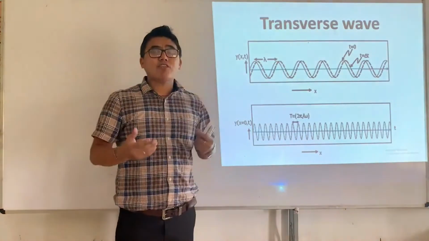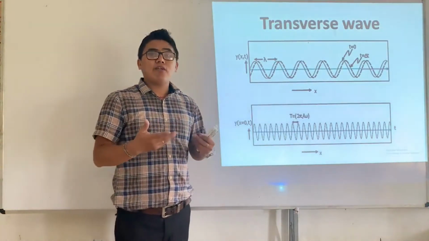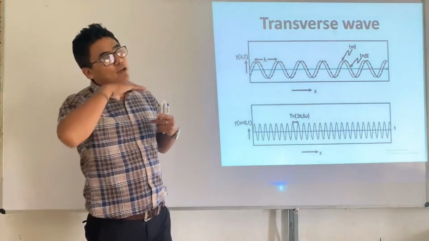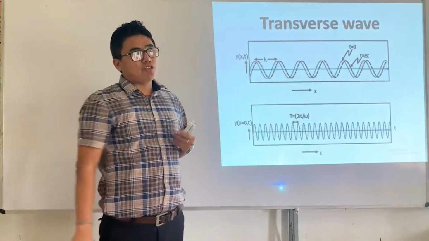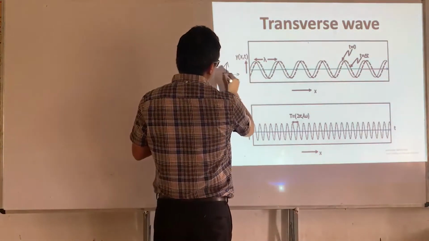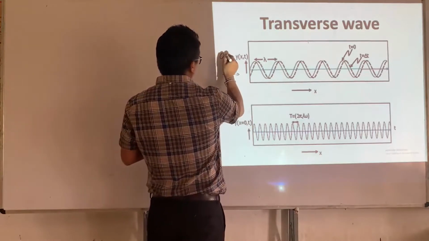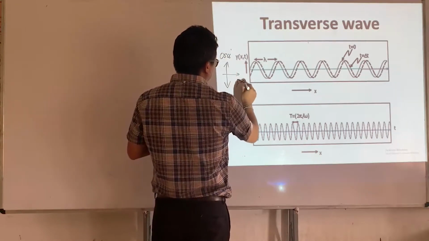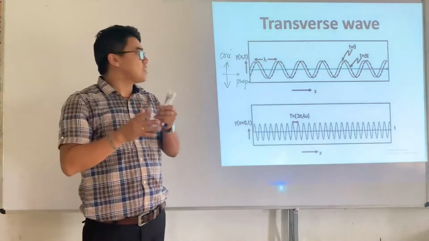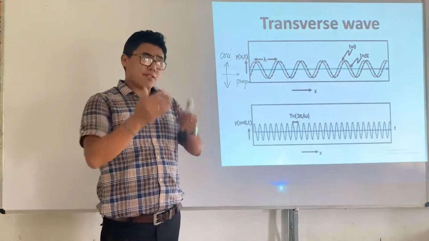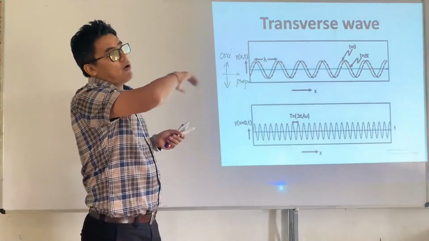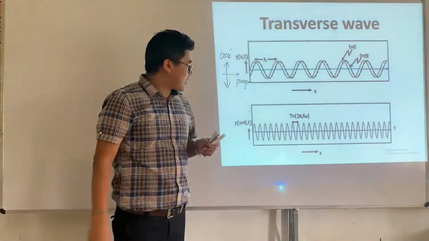And a transverse wave is defined in a very simple way. It is defined as the direction of oscillations being perpendicular to the direction of propagation. Then we call it a transverse wave. So this is the oscillation, this is the propagation. This is oscillation, this is propagation. Then we call this wave a transverse wave. Transverse normally refers to perpendicular, right? So the oscillation is perpendicular to propagation. That is what we call a transverse wave.